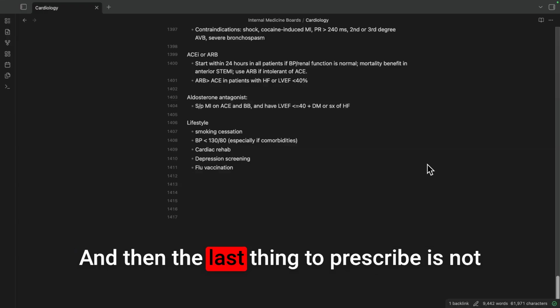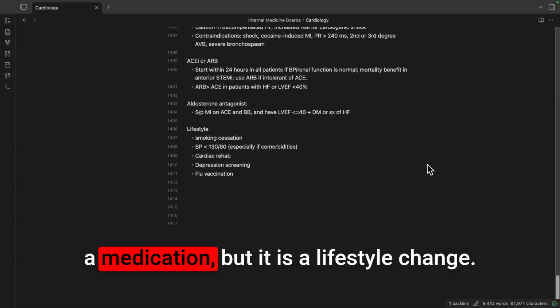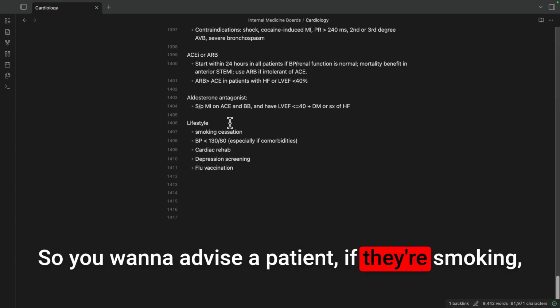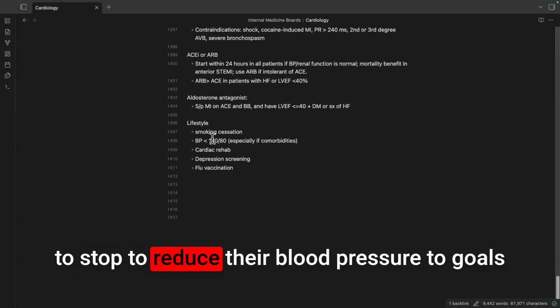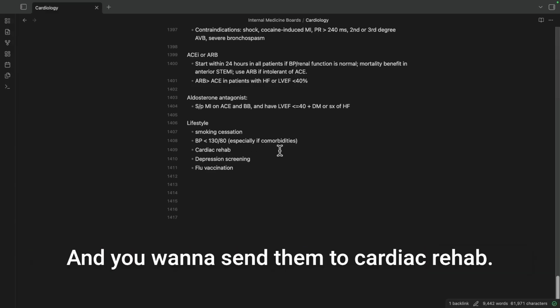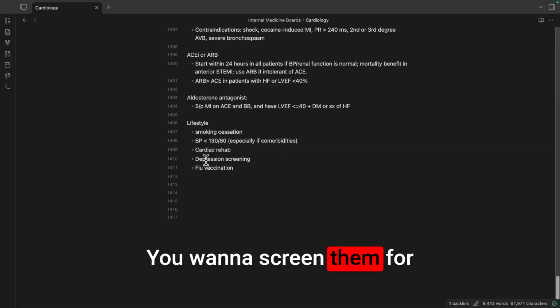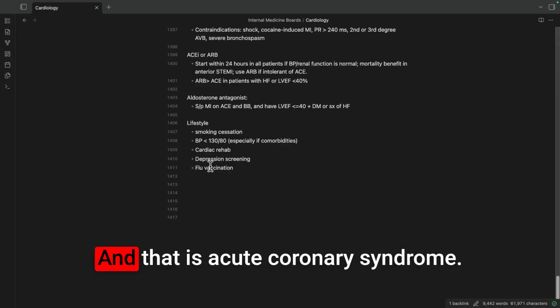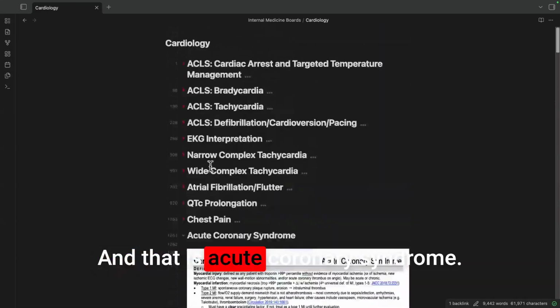And then the last thing to prescribe is not a medication, but a lifestyle change. So you want to advise a patient, if they're smoking, to stop, to reduce their blood pressure to goals under 130/80, systolic over diastolic. And you want to send them to cardiac rehab. You want to screen them for depression and give a flu vaccination. And that is acute coronary syndrome.